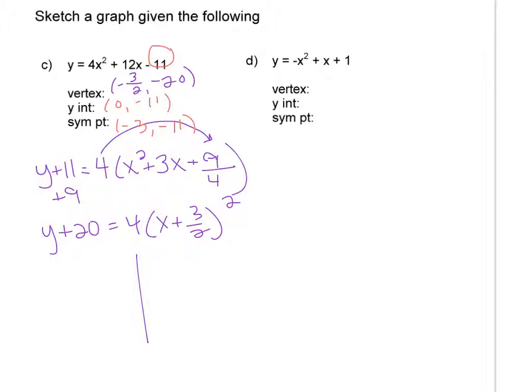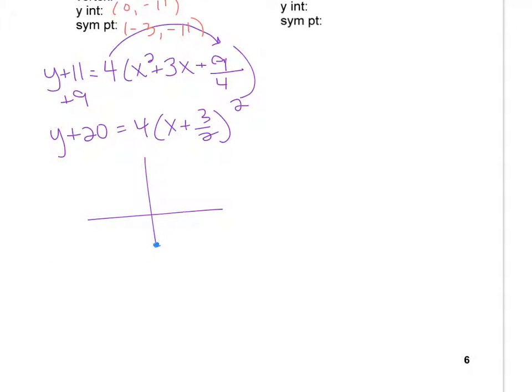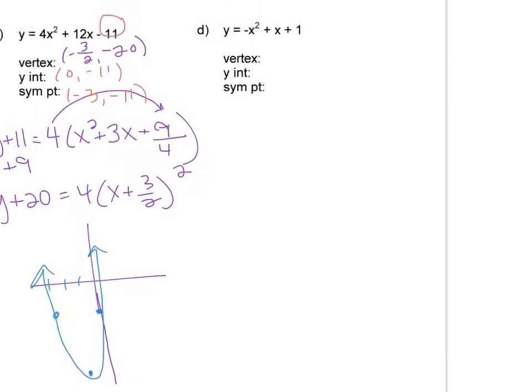So my sketch, we'll call this negative 11. Negative 1, 2, 3. So 1.5, negative 20 we'll say is down here, and then here would be my other point. Now obviously if you have graph paper and all that jazz, you're going to do this a little bit more neatly, but I'm doing the best I can.